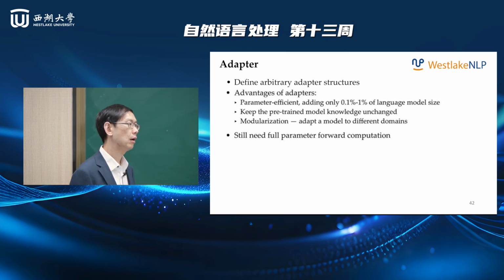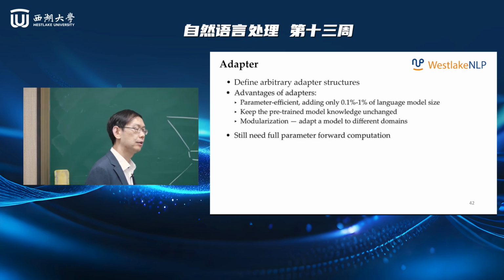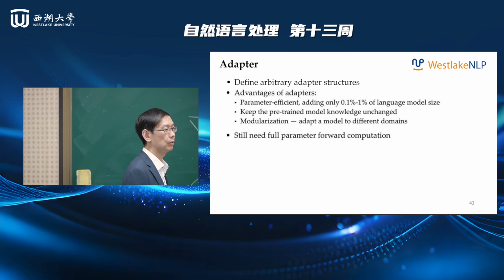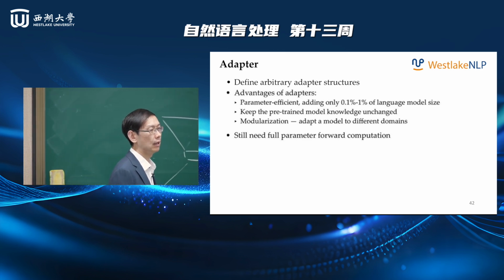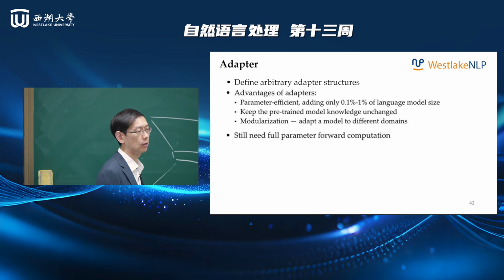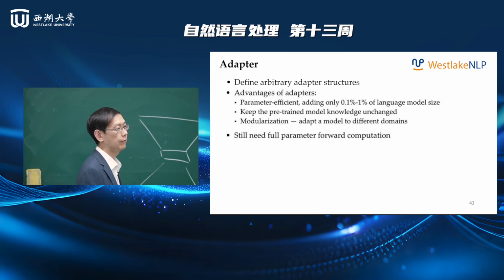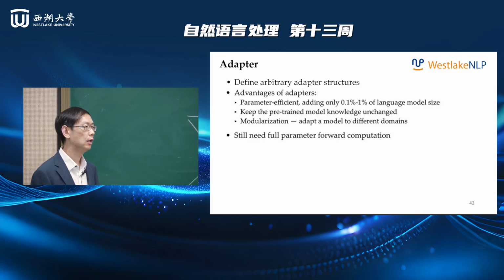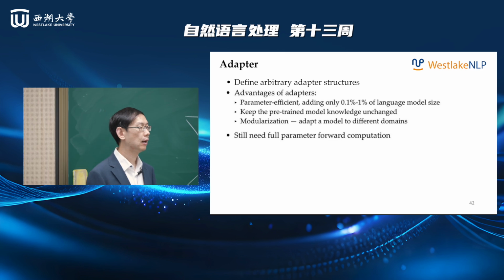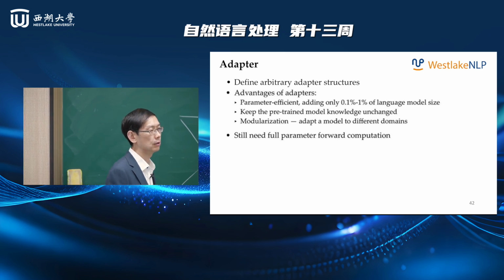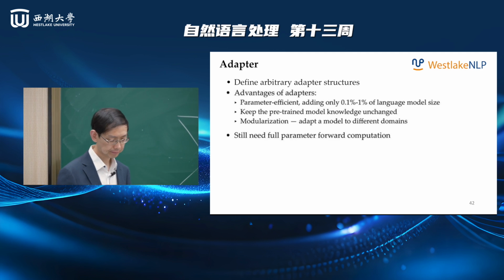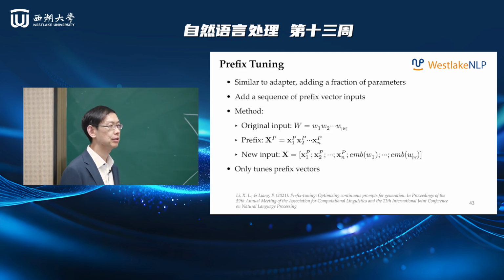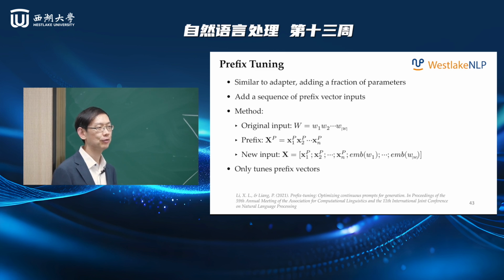But during adapter training, you still have to do the feed-forward computation, which means that although the number of tuned parameters is fewer, the number of active parameters is still the same as before. And when you calculate gradients, you still have to make use of the original BERT parameters. So this is adapter. One more parameter efficient tuning method is called prefix tuning.